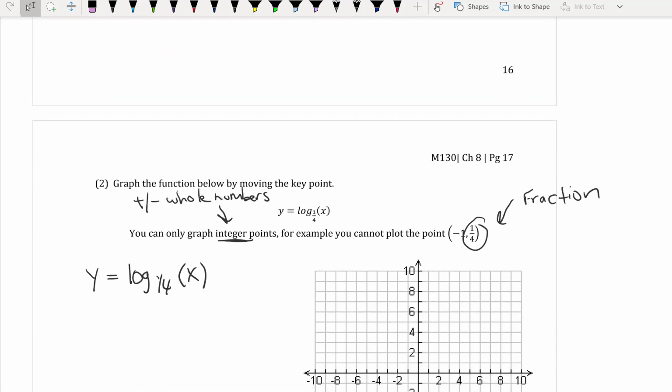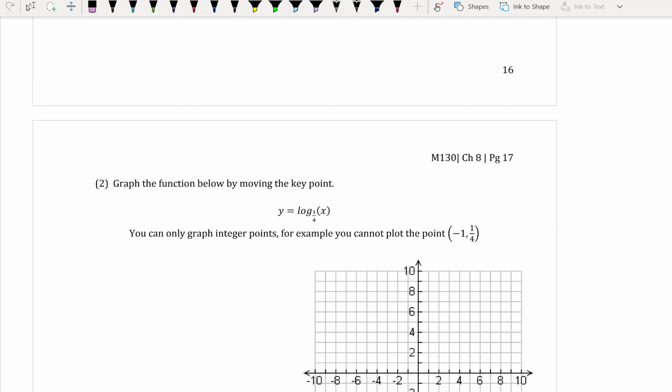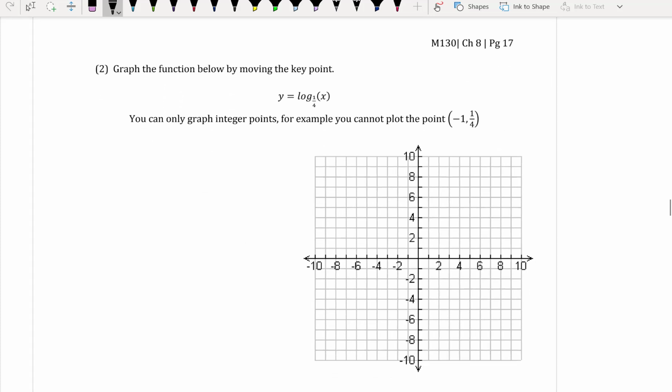Now for number 2, sorry about that. It says graph the function below by moving the key points. So we have y is equal to log base 1/4 of x. You can only graph integer points. For example, you cannot plot the point -1, 1/4. The reason you can't plot that is because that 1/4 is a fraction.